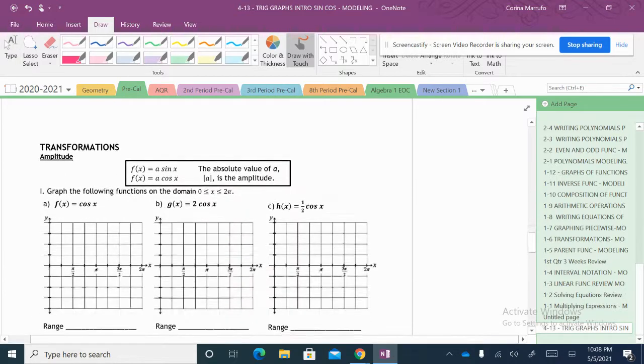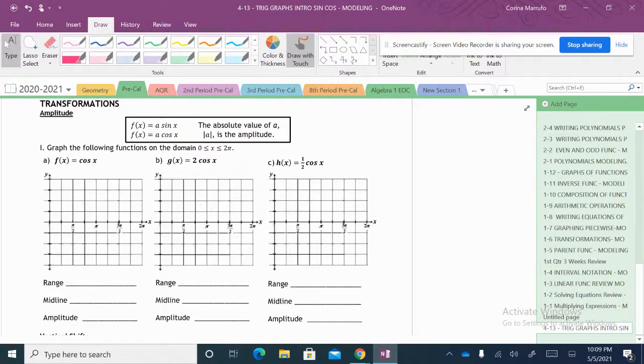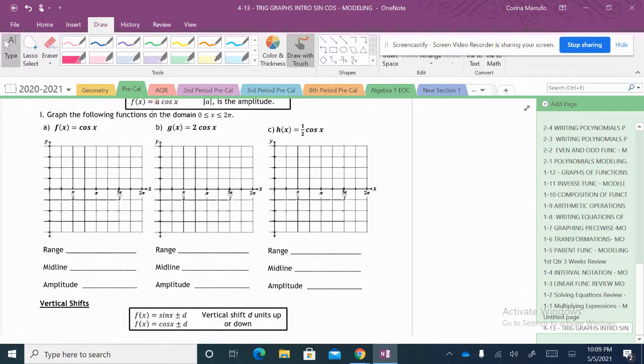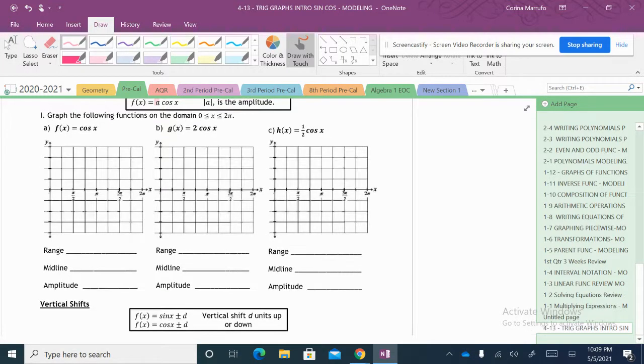All right, so transformations. Now, if we go ahead and multiply by a number up here in the front, that's going to change our amplitude. So the first one says, graph the following function on the domain from 0 to 2 pi. So I'm going to go ahead and draw my cosine function. My cosine starts at 1. It takes from 0 to 2 pi, that's how long it takes to complete one cycle. So my cosine function is kind of like a little U shape, if you remember.